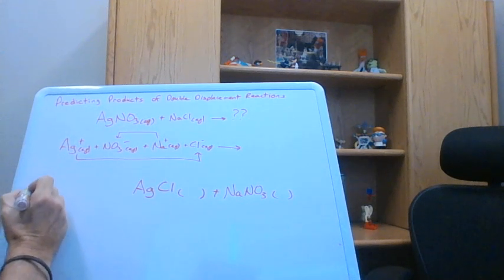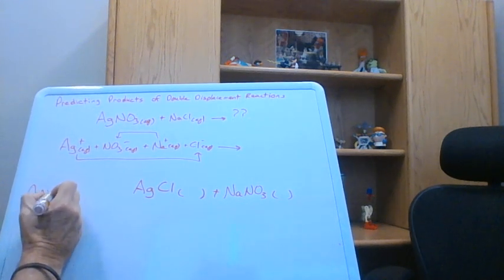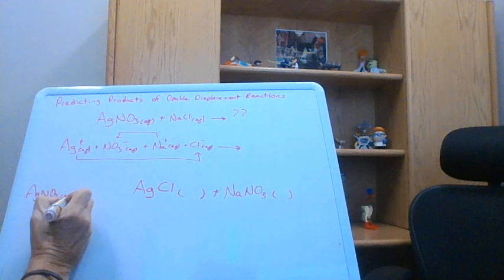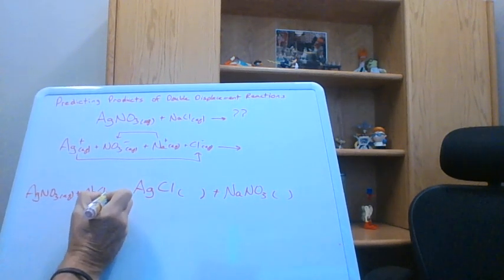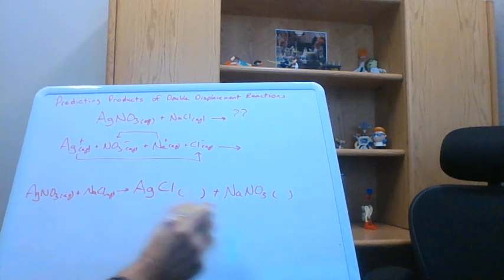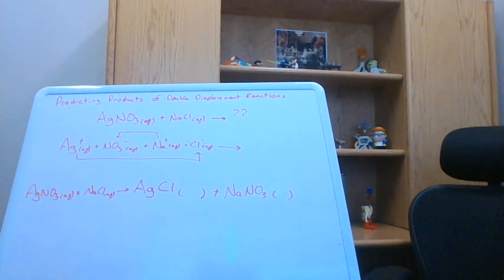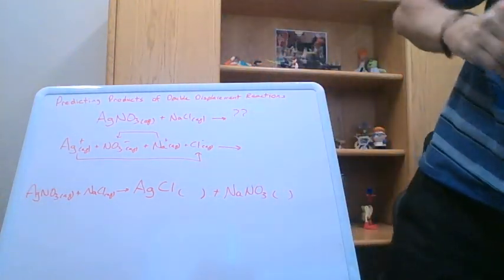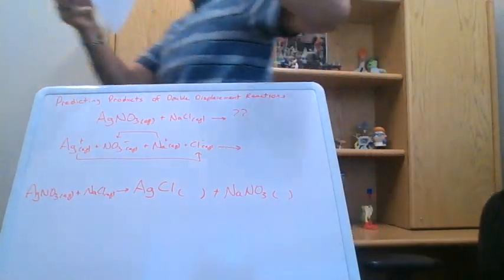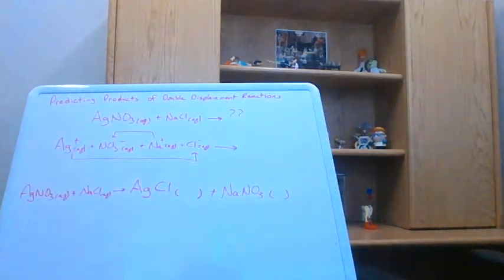So if we took our AgNO3 aqueous and added it to our sodium chloride that was also aqueous, these are the potential products we could make. And now we need to determine if we think those would be solids or aqueous. So to do that, what you need is your chart here on predicting if something will be a precipitate.